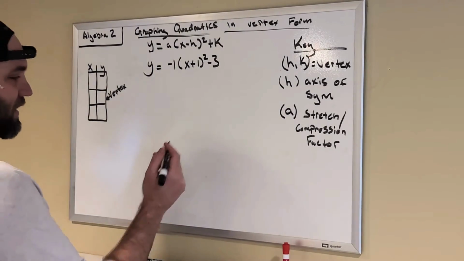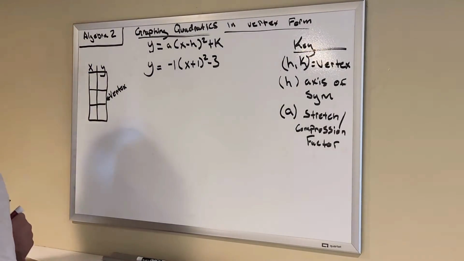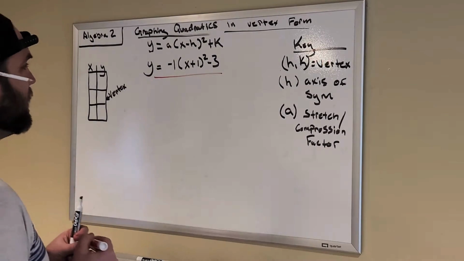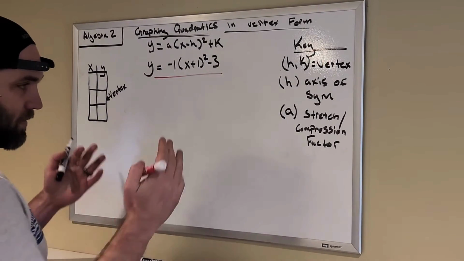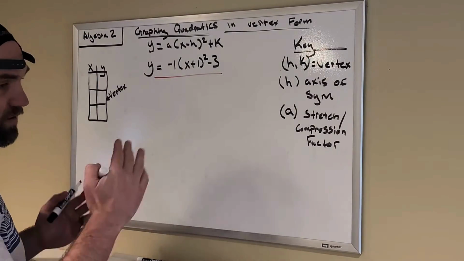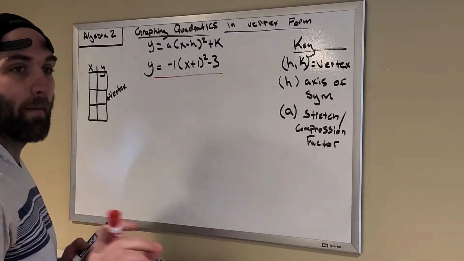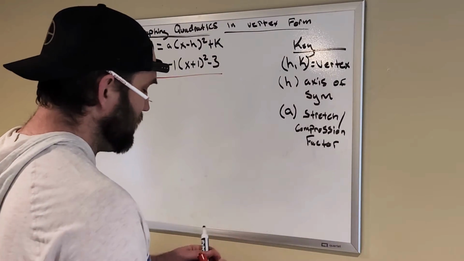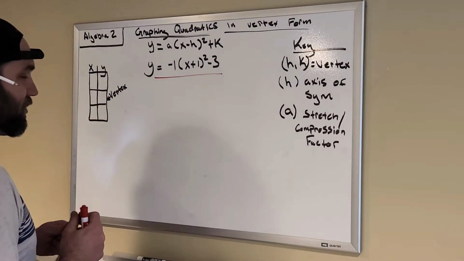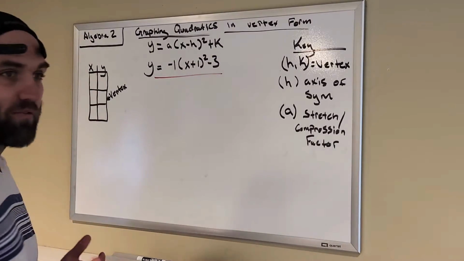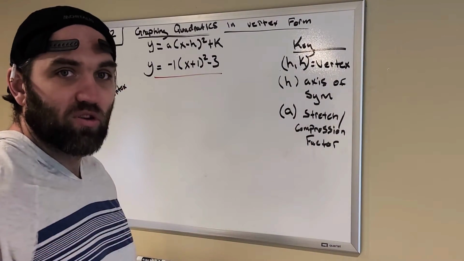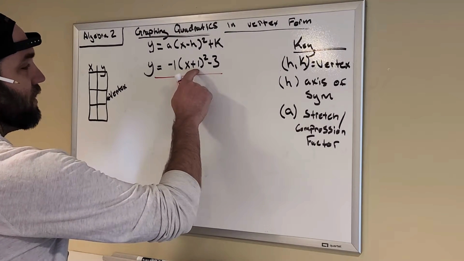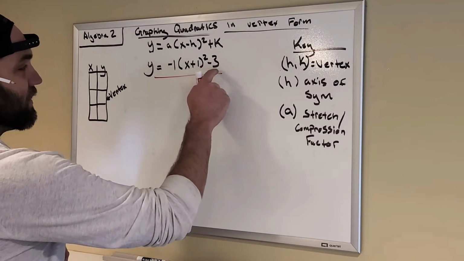So let's take a look at the equation I have up here: y equals -1(x plus 1) to the second power minus 3. This is in vertex form. The first thing I want to do is label what the vertex is, because labeling the vertex gives you a starting point to graph. My vertex here is 1, -3.